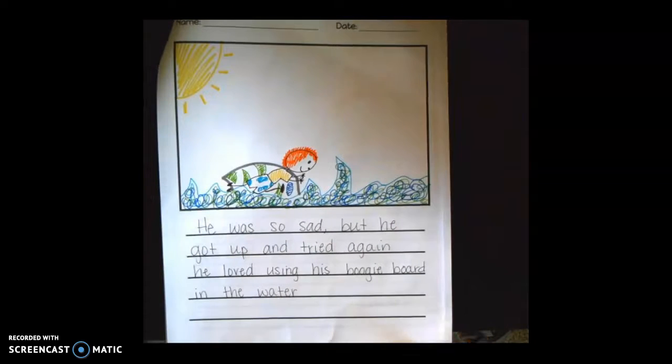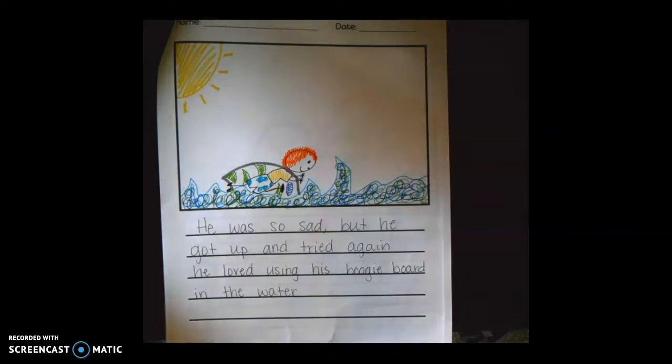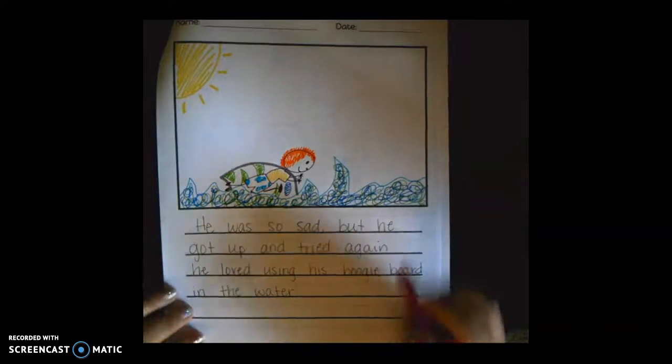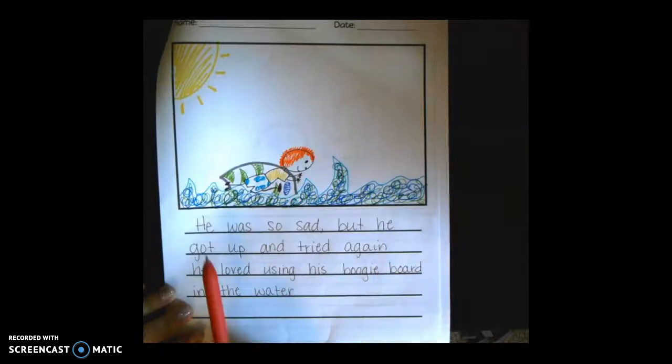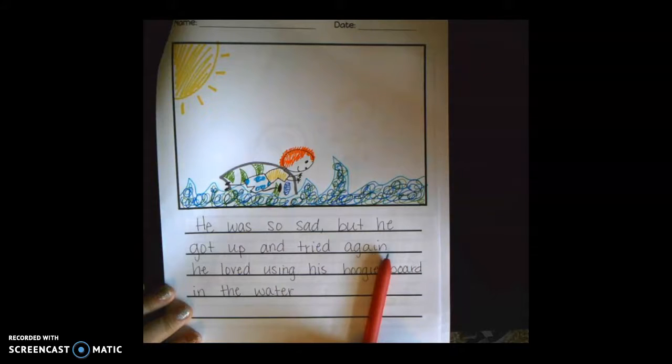He was so sad, but he got up and tried again. He loved using his boogie board in the water. Uh-oh, I noticed something that I need to do. I need to make sure, because look at this. I'm going to read this again. He was so sad, but he got up and tried again. That's the end of our sentence, but what am I missing? That's something I need to work on.